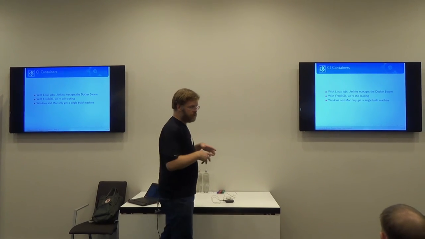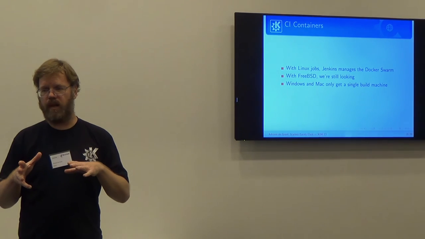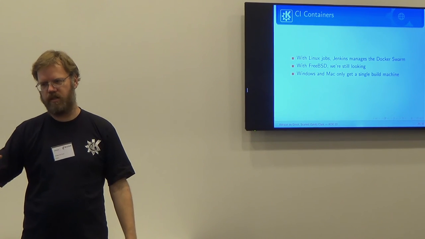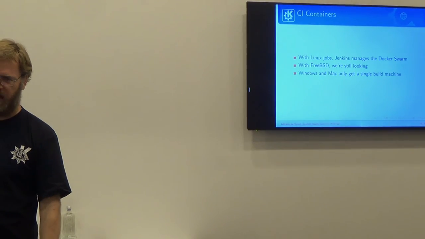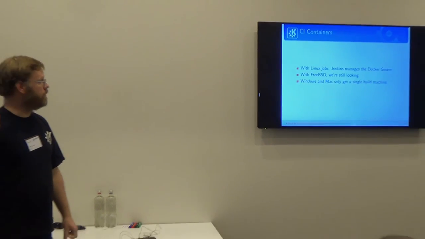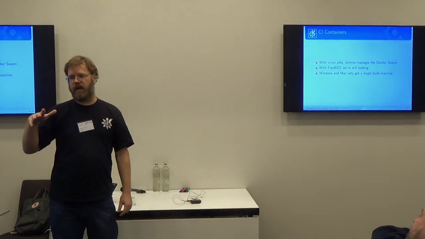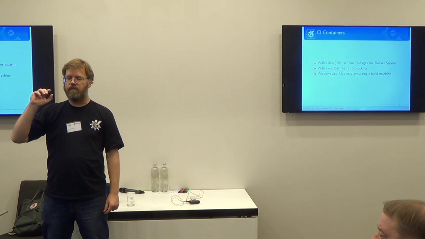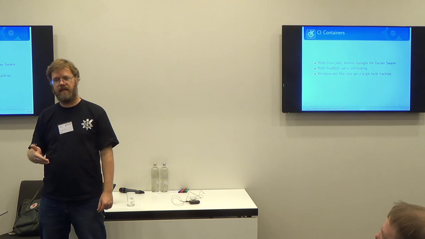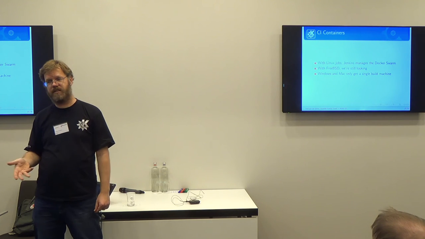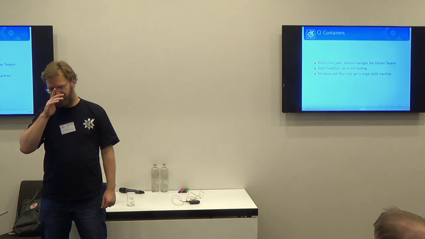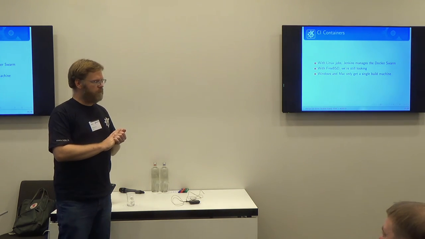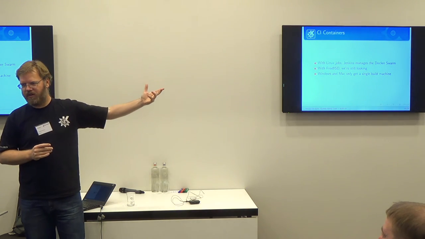On Linux, we use the Jenkins Swarm plugin so that it uses Docker to spin up a whole bunch of instances and build everything in parallel. With FreeBSD, we're still looking at what is the right solution there, whether we can use the Jenkins stuff. There is Docker on FreeBSD. It makes strong use of ZFS to handle the instances. So that's something we should be looking at, except right now, our build hosts are fairly limited.